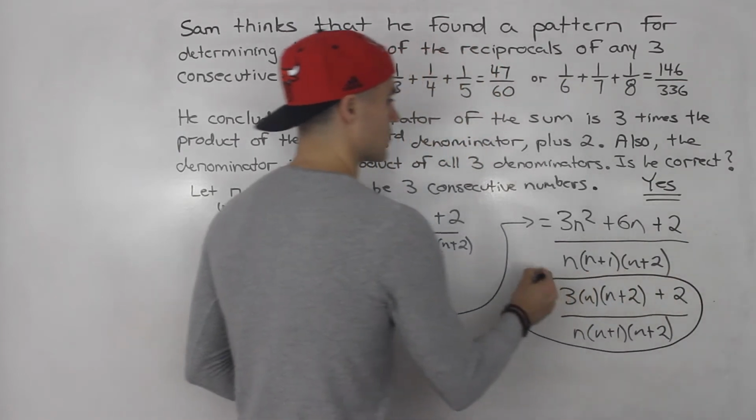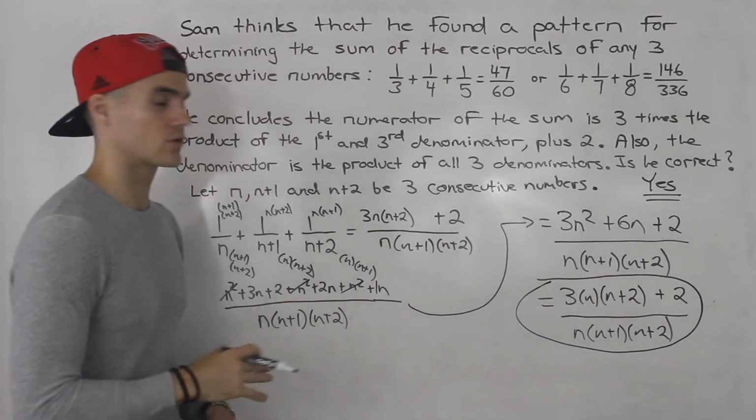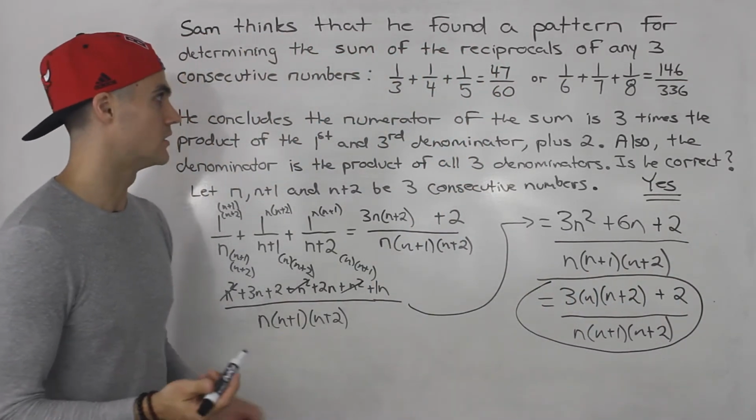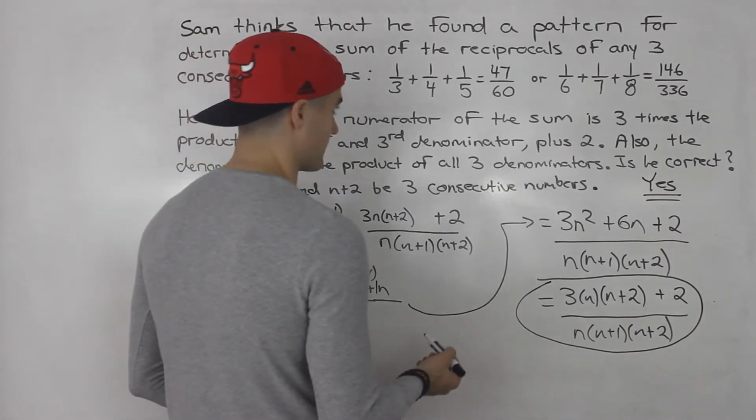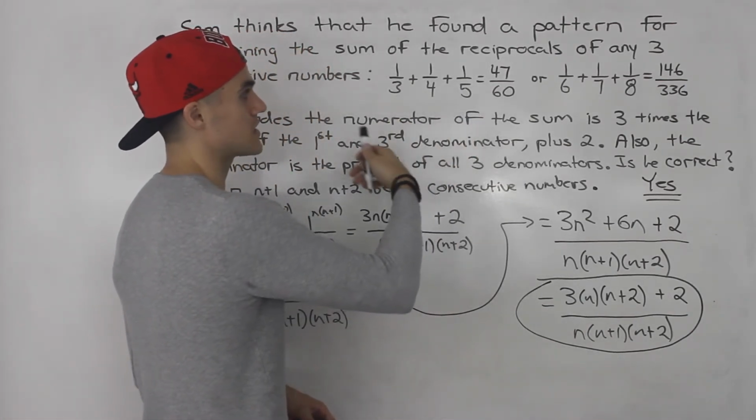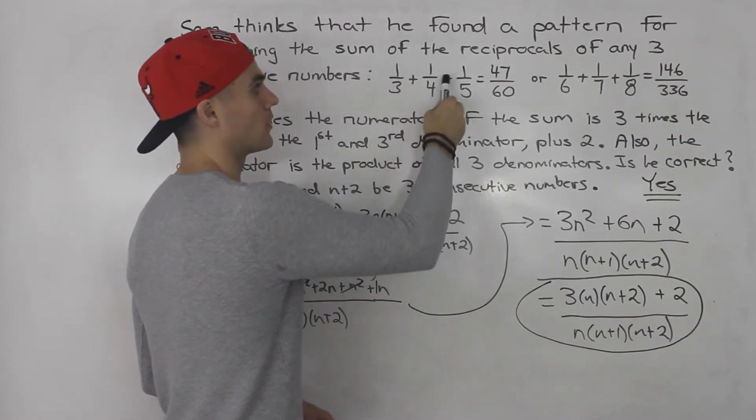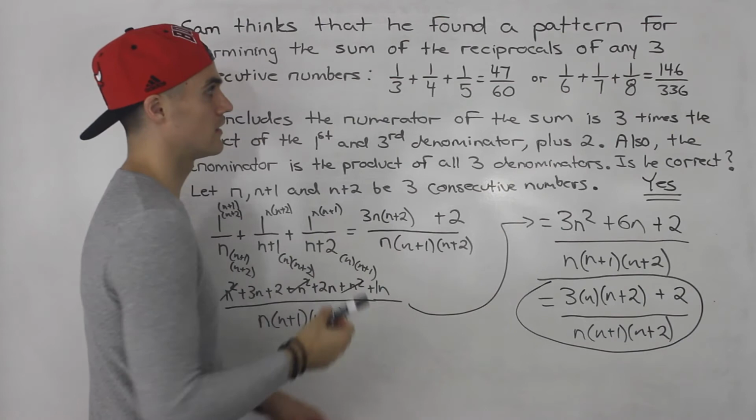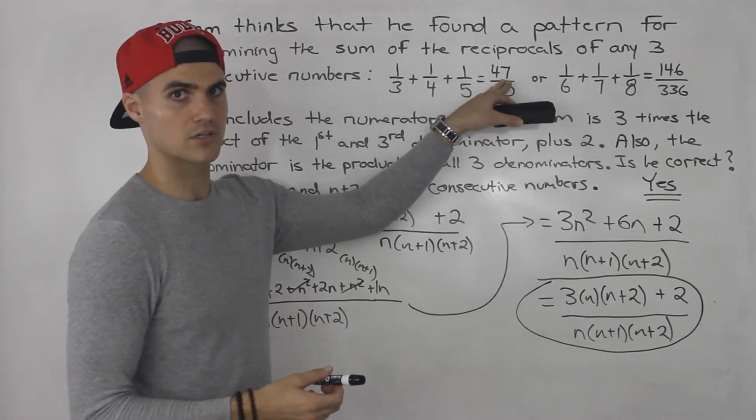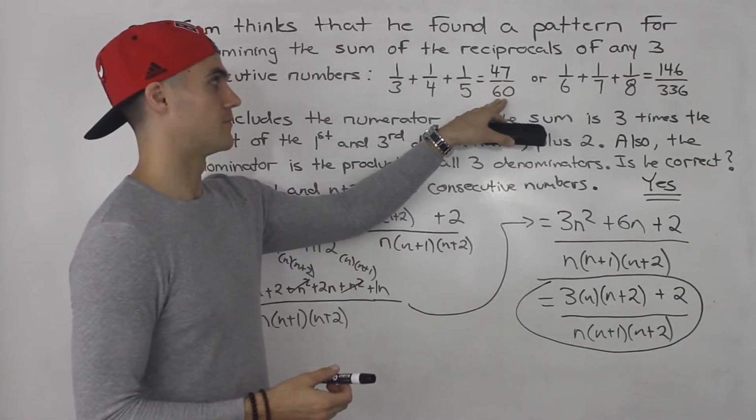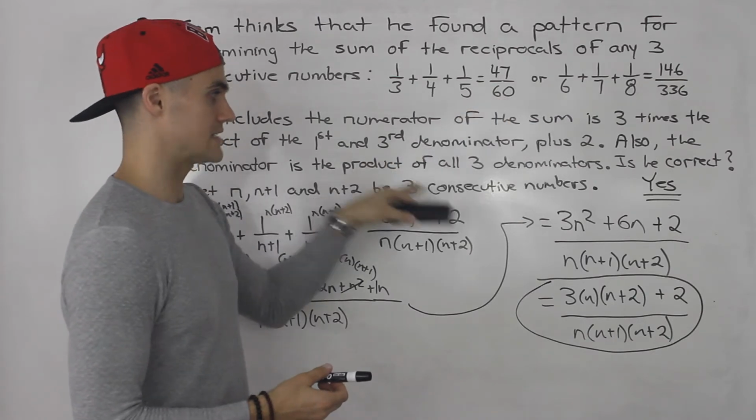And so basically Sam's conclusion works for all cases, and you could test it out. You can take any consecutive numbers. You could take large numbers even. You could take 1 over 100 plus 1 over 101 plus 1 over 102. And that's going to give you some kind of fraction. And you can test this here.